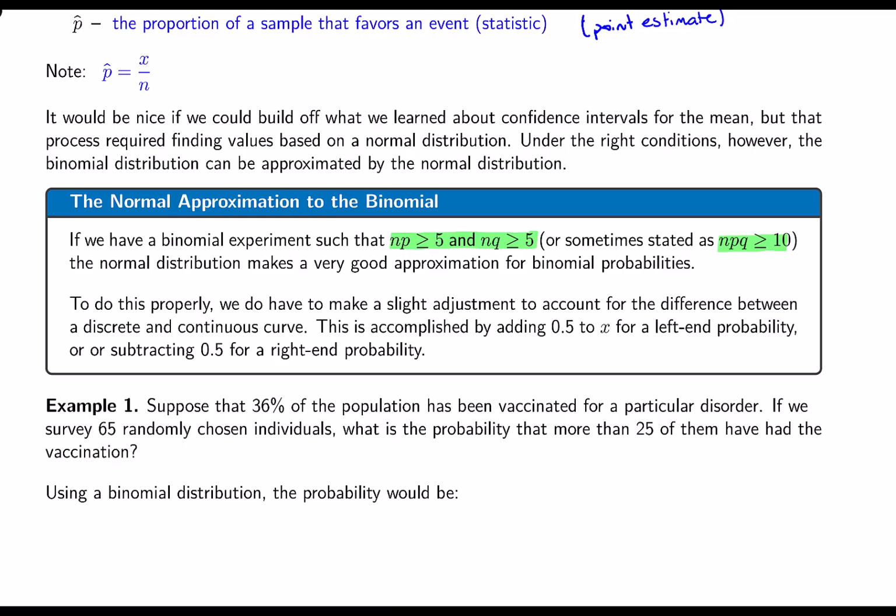Now, in order to calculate probabilities, you have to make a slight adjustment for the difference between a discrete and continuous distribution. It's accomplished by either adding 0.5 to x or subtracting 0.5 from x, just depending on if you have a left end or right end probability. It's not something you really have to worry about because you're not going to use this to calculate probabilities.